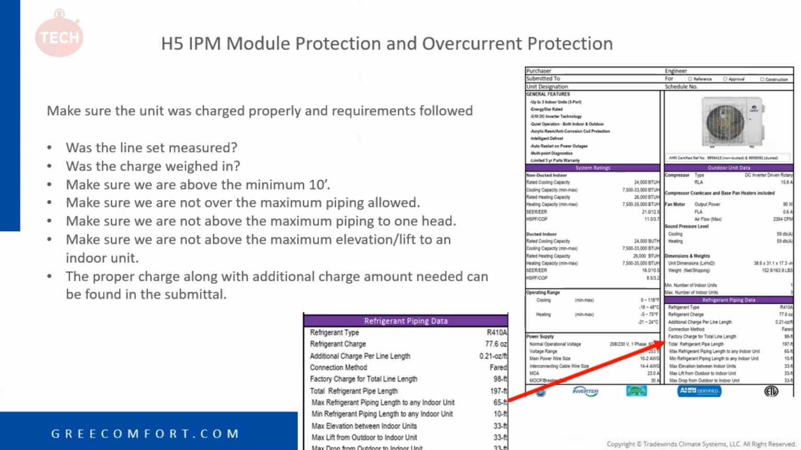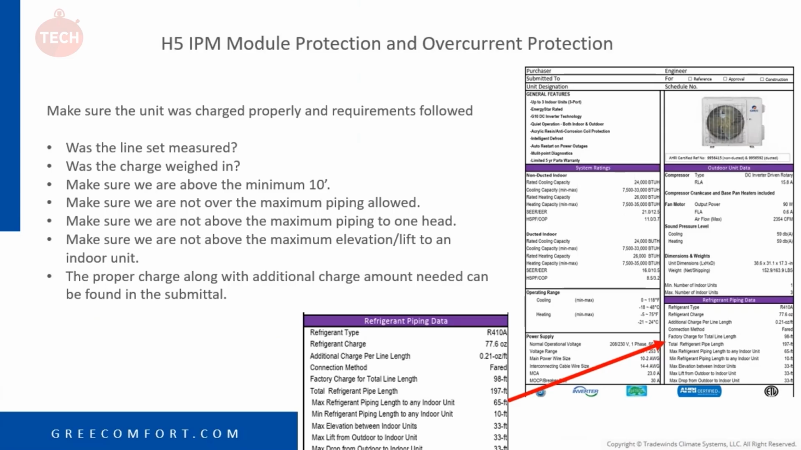Another thing to make sure of is that we are above the minimum of 10 foot, and that we are not over the maximum piping allowed. Make sure we're not above the maximum piping to one head. Also make sure that we are not above the maximum elevation and lift to any indoor unit. The proper charge along with additional charge amount can be found in the submittal as well. Zoomed in on it for you and drew an arrow over to where it can be found. It's going to be found in the refrigerant piping data section.